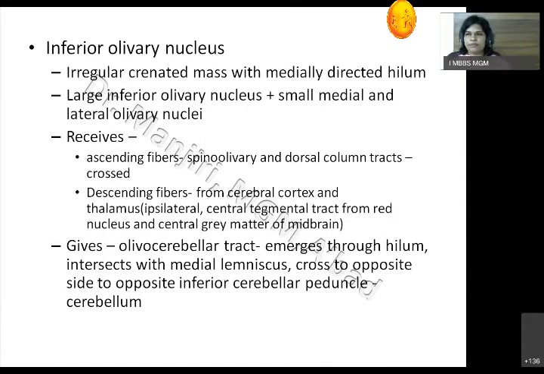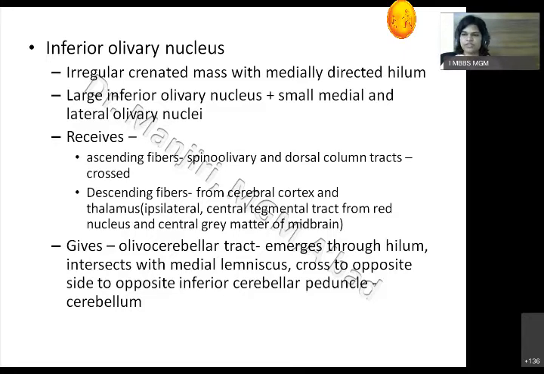Now, the most important part which we are going to cover today is the inferior olivary nucleus. The shape is an irregular crenated mass with its hilum directed medially. It is not a single nucleus, it consists of 3 nuclei. One is the large inferior olivary nucleus, which is in the center, and then 2 small nuclei. One is medial to that, and one is lateral to the inferior olivary nucleus.